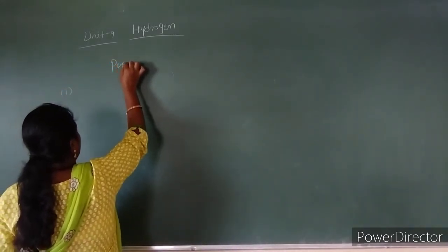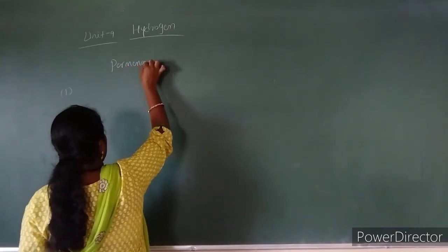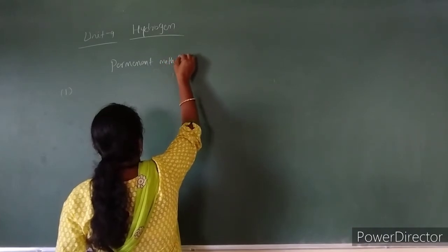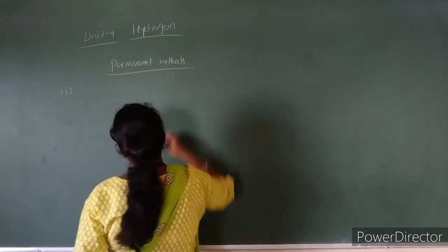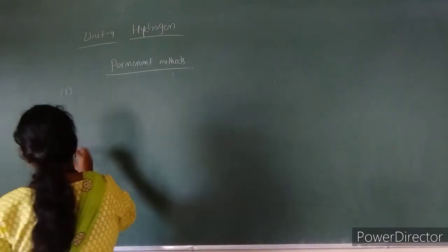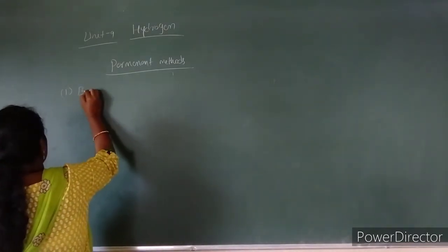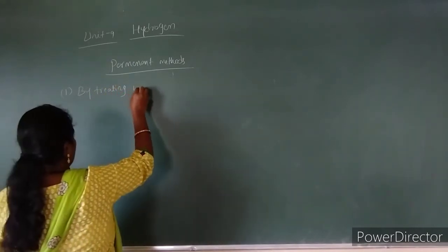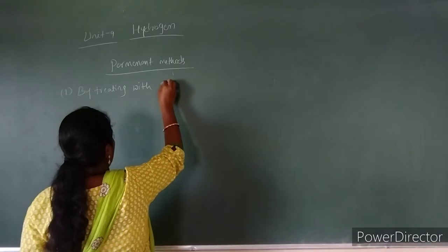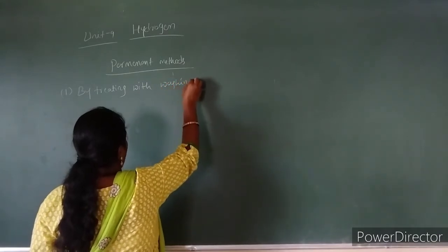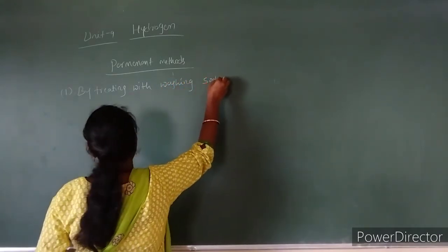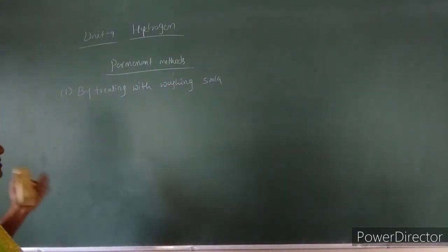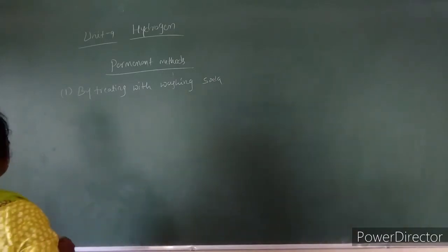These are the permanent methods to remove hardness of the water. In that, first one is by treating with washing soda. So washing soda is nothing but sodium carbonate. Disodium carbonate is called as the washing soda.